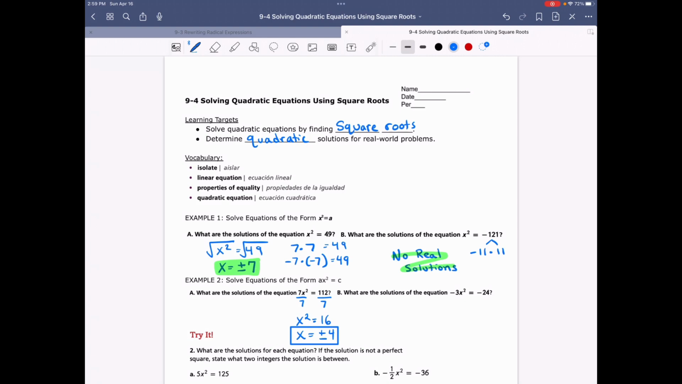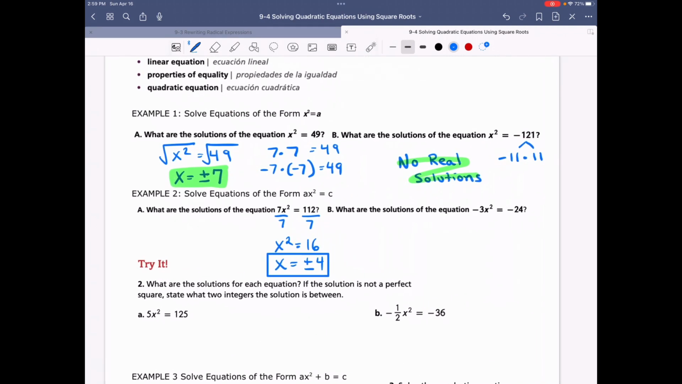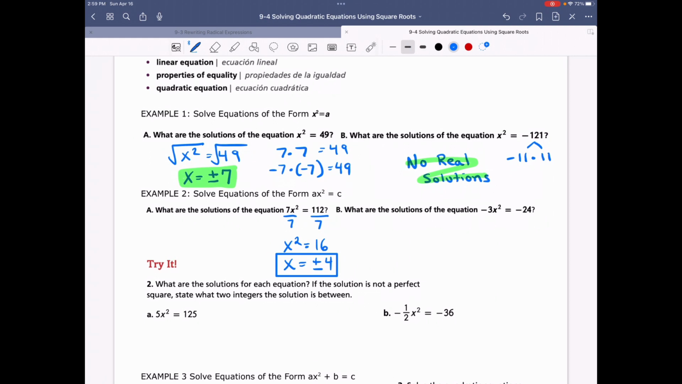Okay, let's do part B. What are the solutions of the equation negative 3x squared equals negative 24? Thankfully, when I divide by a negative 3, the negatives cancel. So x squared equals 8. Now I want to take the square root of both sides. So x equals plus or minus the square root of 8. I can simplify 8 because it's 2 times 4, and 4 is 2 times 2, so a pair is going to come out, leaving 2 inside.